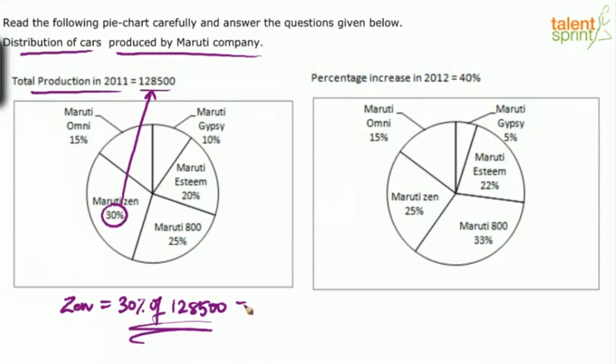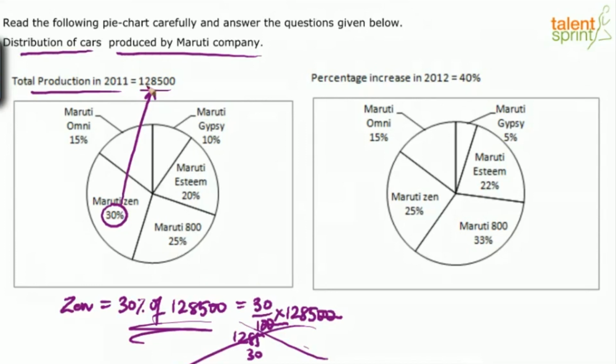How do you do this? If you start doing 30 by 100 into 1,28,500, 0 and 0 get cancelled, then maybe 1,285 into 30 or into 3 and then multiply with 10. If you do all this drama in the exam, then you will be left behind, right? You have to be very quick in your calculation. So how do you do that? Again, speed maths or Vedic mathematics comes into picture, right? You have to be very sharp there.